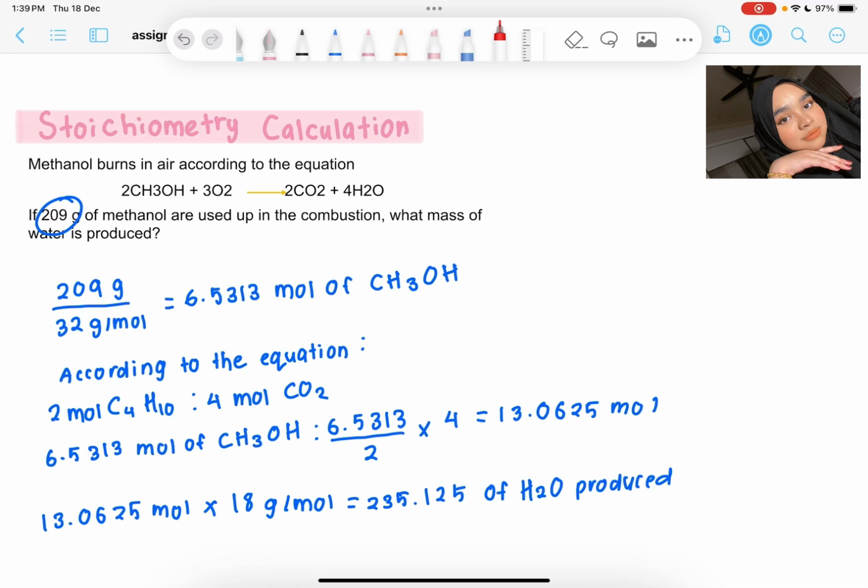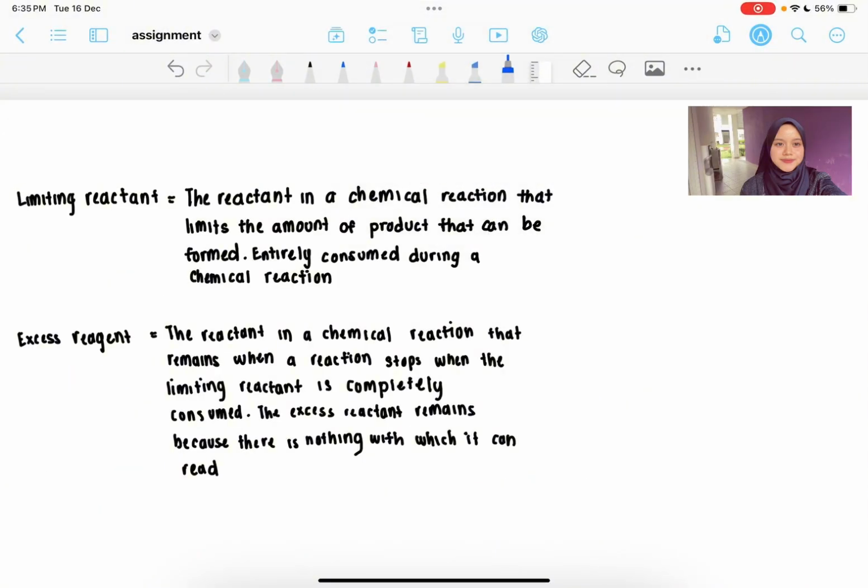Then we use the mole ratio from the balanced equation. Then we got 2 mole of C4H10, 4 mole CO2, then 6.5313 divided by 2 times 4, then we have 13.0625 mole. Last, we convert moles of water to mass. 13.0625 mole times 18, then we got 235.125 of H2O produced.